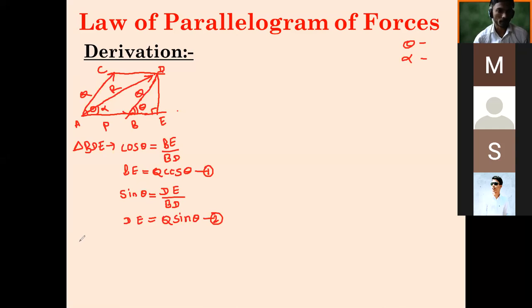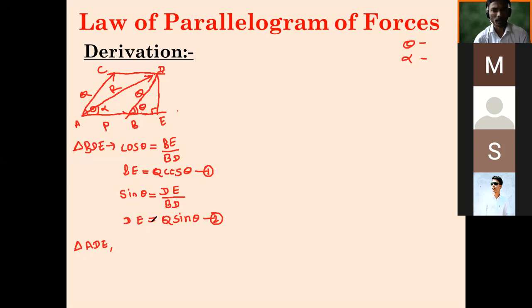Triangle ADE. Shall I consider here triangle ADE? Yes, sir. So triangle ADE. Now, what is its diagonal? What does AD indicate in this triangle? Diagonal. In turn we can say resultant. It is representing the diagonal, and in turn it is the resultant.